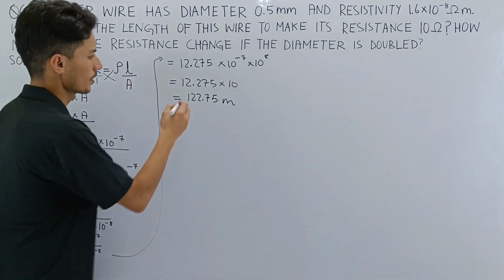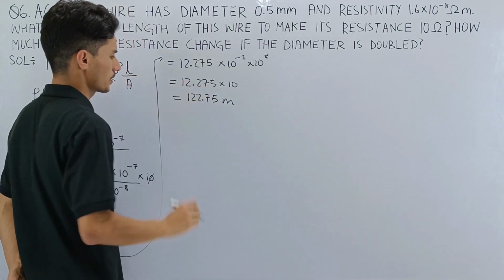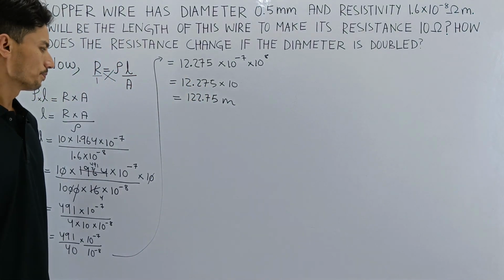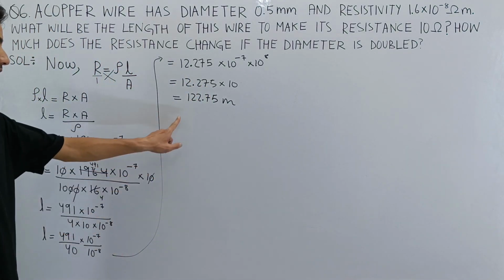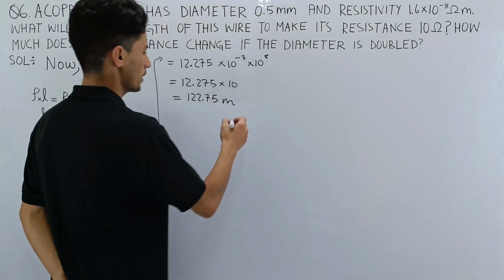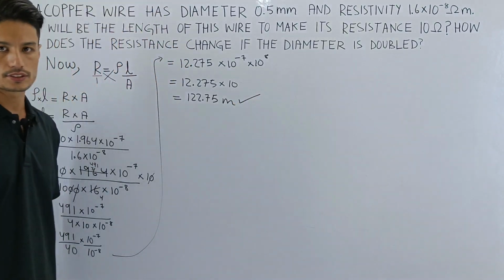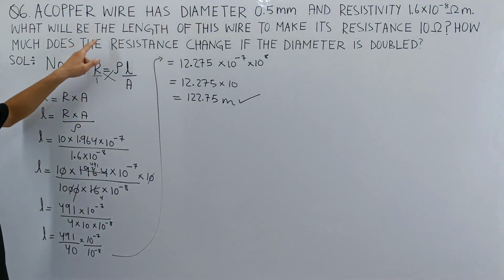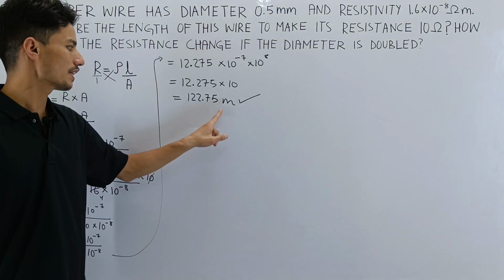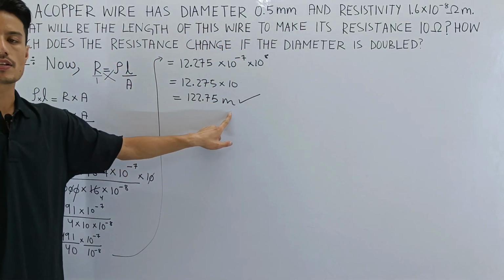So this point has moved to these places. Okay, so this is the length. Okay, this is what the question wanted us to find. So we have actually found the answer. The question wanted us to find the length. What will be the length of this wire? So the length is 122.75.